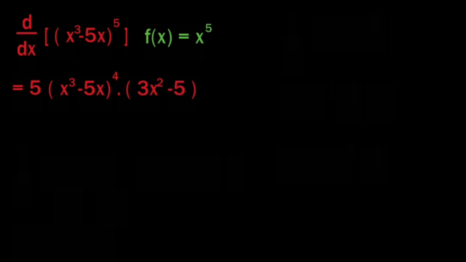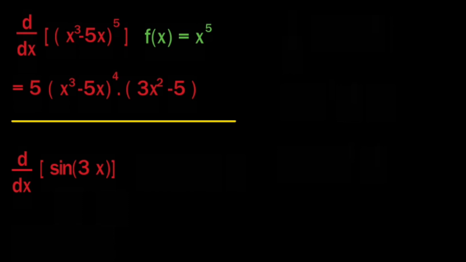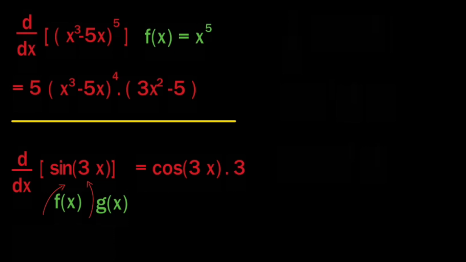Let's try one more example. Let's say we want to differentiate sine 3x. We know that the function outside is sine and the function inside is 3x. So we differentiate the function outside first. The derivative of sine is cosine. We keep the function inside, 3x, and we differentiate the function g, we get 3. So the answer is 3 cosine 3x.